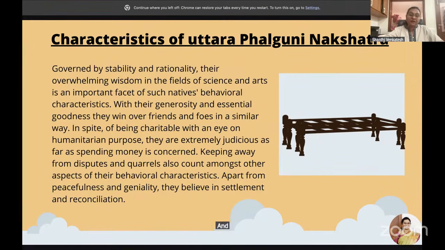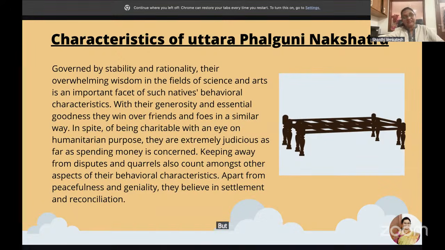Unlike Purva, where the concentration is more on pleasure and comfort, here they are more committed and responsible. Uttara is more stable, with a sense of commitment and responsibility. They like to share their resources, their knowledge, their time with others. And socially, they have very good respect. That means in society, they are well respected.